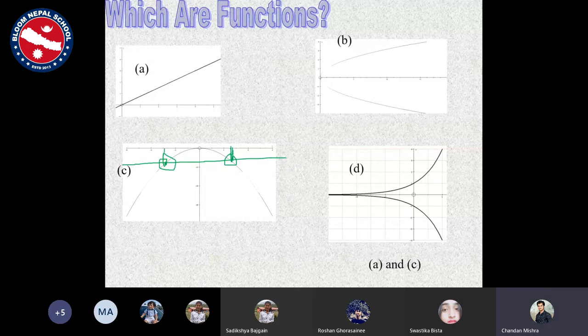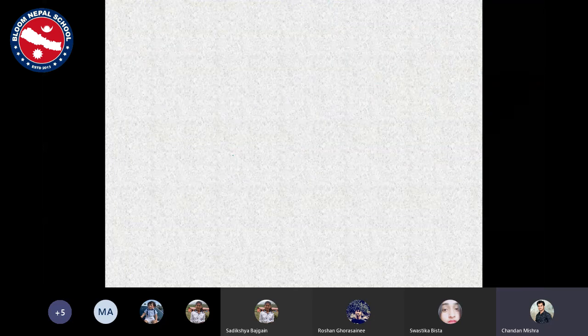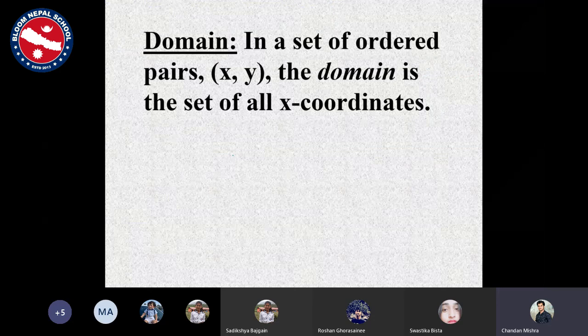Now what I'll do is we'll move ahead. So this is again the vertical lines. Now this is once again the definitions of the domain and range. So domain is, if x and y is a set of ordered pairs, then the domain is basically the set of all the x coordinates.